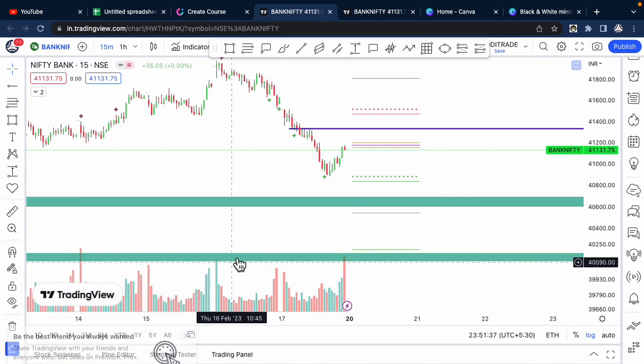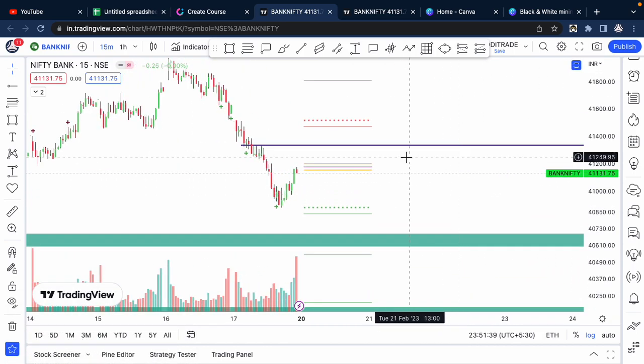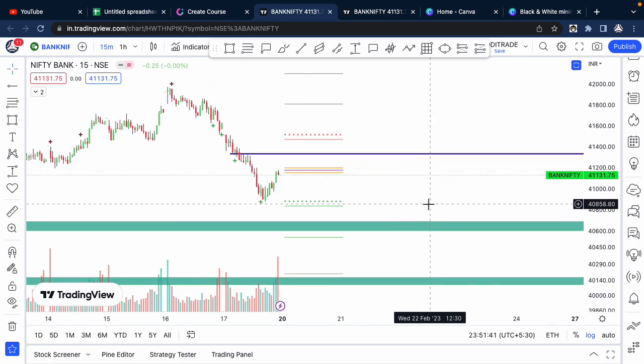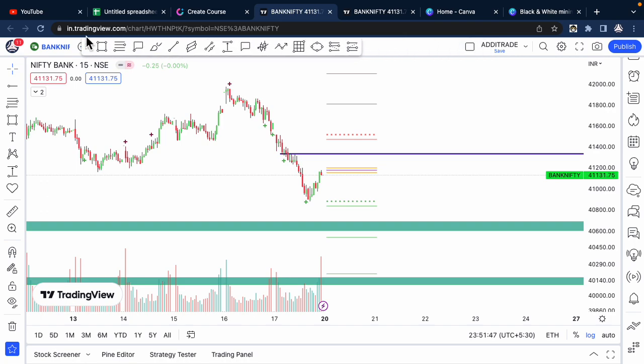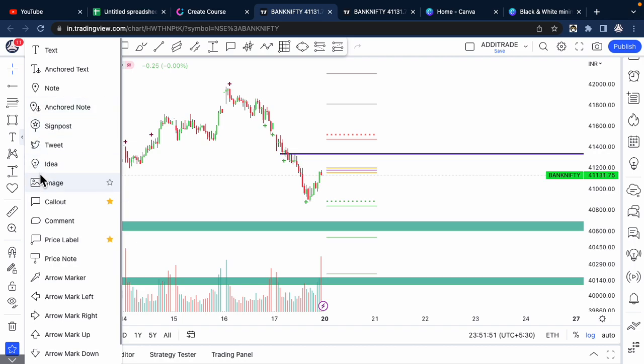CPR. See, we might be getting a gap up because the US markets recovered on Friday. So what are the possible trades? We'll just directly go to the possible trades, with all the levels marked.